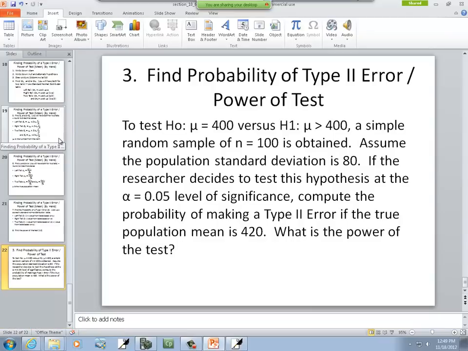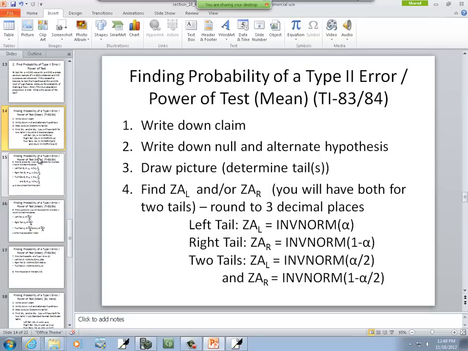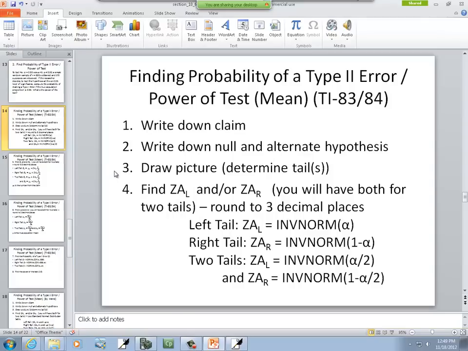Okay. Now let's go through our steps. First I'll do it on the calculator. Well, this one's a pretty simplified version. There is no claim. If we've already written down a null and alternate hypothesis, they give it to us. Do our picture. Well, greater than means right tail. So dealing with the right tail.